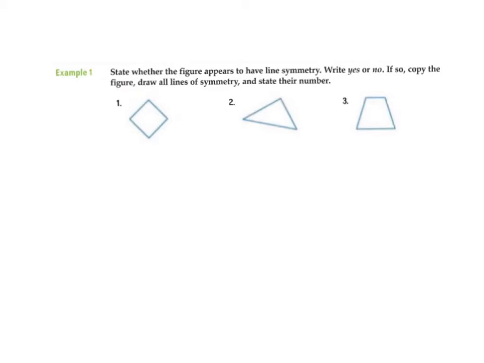So let's have a look at what we've got. Let's start with number 1. First and foremost, you've got to write yes or no, and if so, then draw all the lines of symmetry. Number 1 is a rhombus, so it's definitely got to be yes. But what lines have we got? Well, we've got the corners, and again, you can use a ruler, I can't. So we've got all the corners, but don't forget the sides as well. And state their number. So this one is going to be 4.